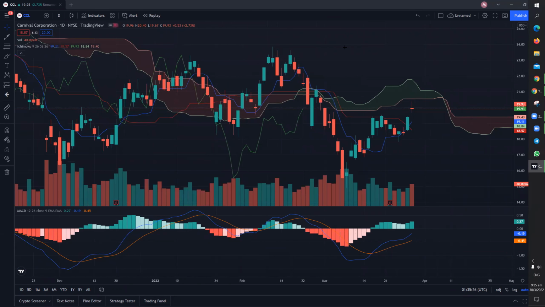So without further ado, let's take a look at CCL. CCL seems to be uptrending a bit, even though it's still below the clouds. It can be considered a downtrend, but we're trying to pierce back above the clouds. But yesterday we were greeted with a candle of uncertainty.